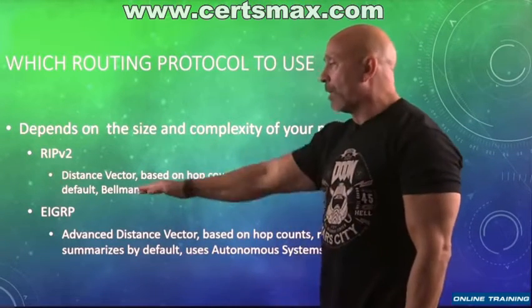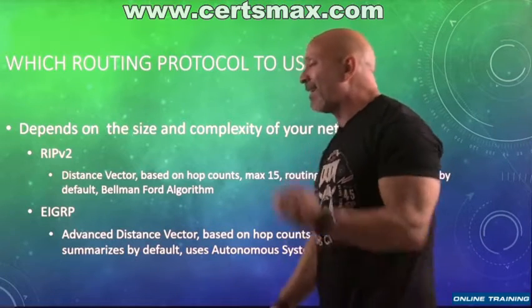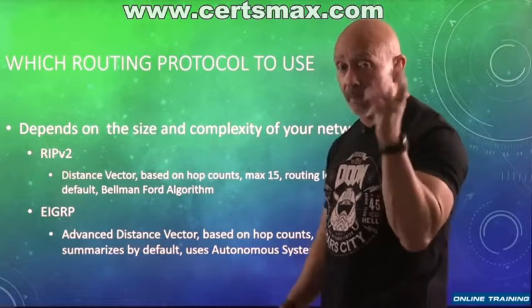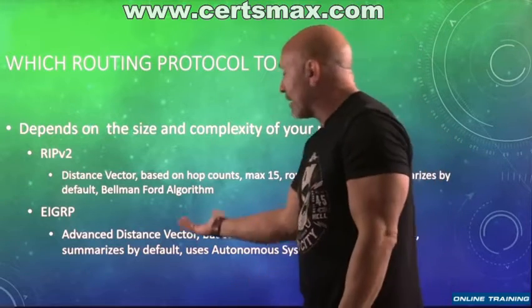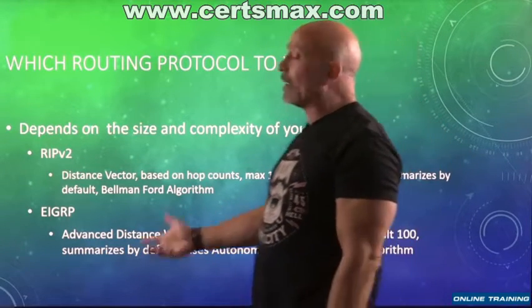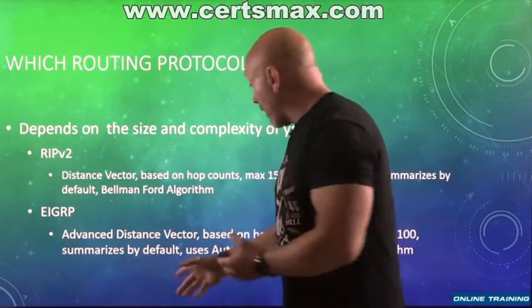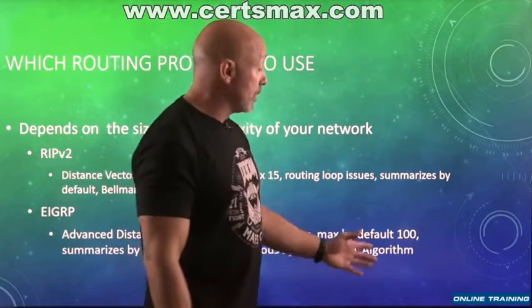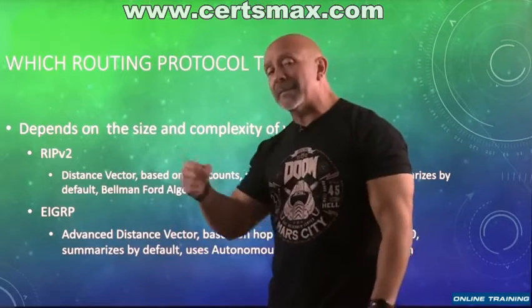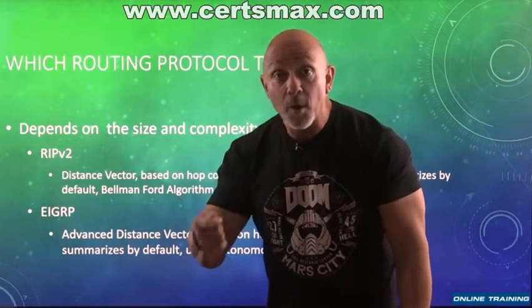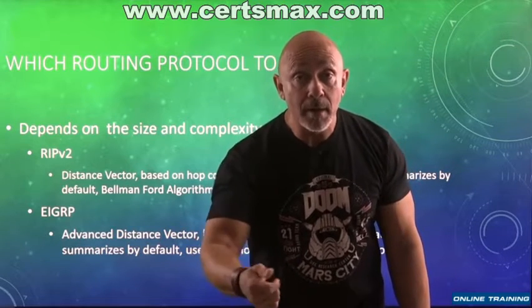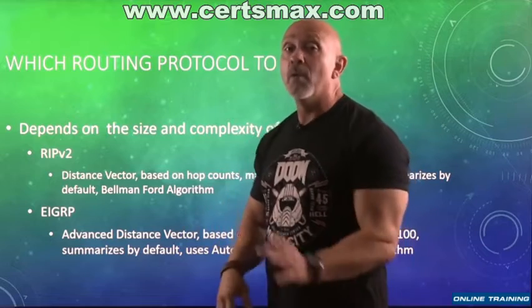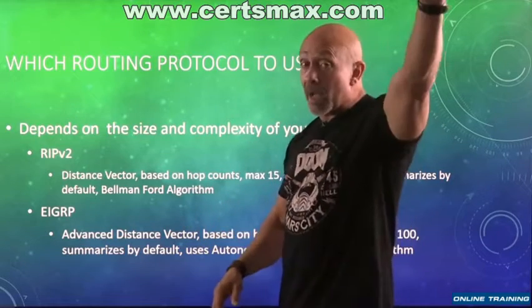Okay, the next one would be EIGRP. That is considered an advanced distance vector. That's a new name for it. It used to be called a hybrid, but the people understand it. It's an advanced distance vector. Why is it an advanced distance vector? Because it not only is based on hop counts, as you can see here, that the max by default is 100, but it does go up to 255, which you can change. But because it pays attention to bandwidth, delay, reliability, load, and MTU. Remember those? Those things are called K values, but we won't get into that, okay? But just so you know, heads up.